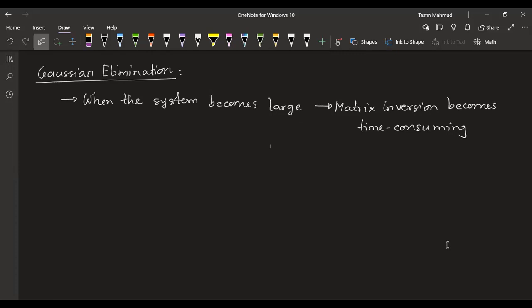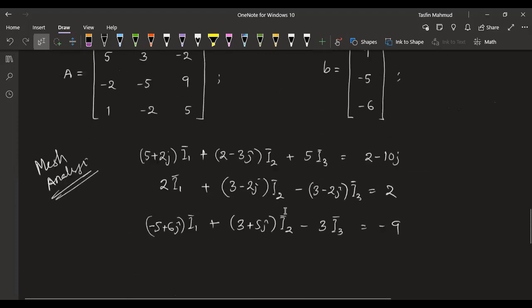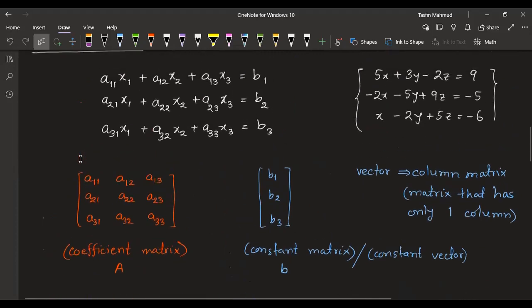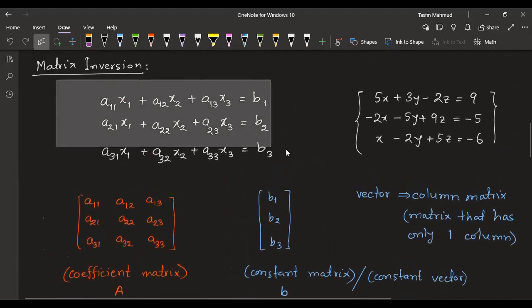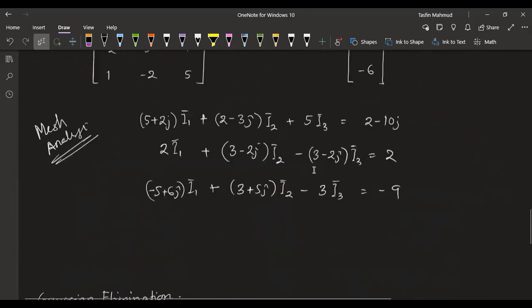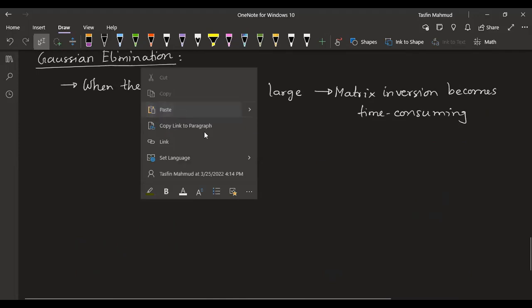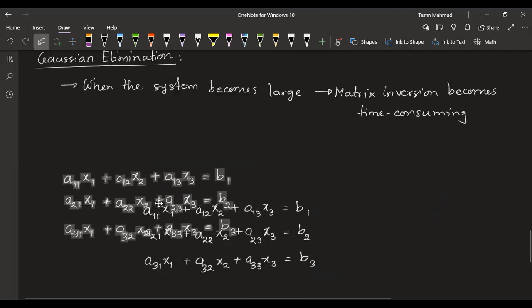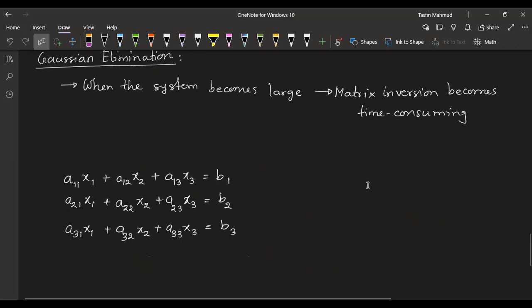So how do we solve a system using Gaussian elimination? Let's assume we have the system as this. We are considering a system having 3 unknowns. So I'm going to copy this. I'm going to explain with a small system, but this is applicable for larger systems as well. Our code will remain the same and the code will run for larger systems.